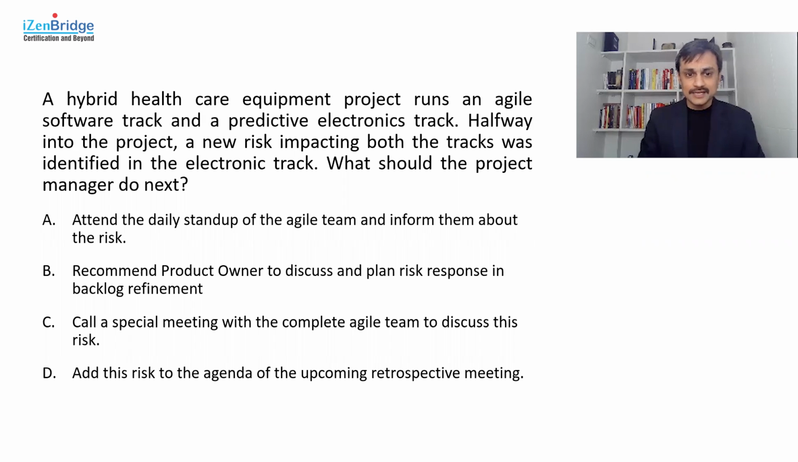Option A, attend the daily stand-up for the agile team and inform them about the risk. Option B, recommend the product owner to discuss and plan the risk response in the backlog refinement. Option C, call a special meeting with the complete agile team to discuss this risk. Option D, add this risk to the agenda of the upcoming retrospective meeting. I let you choose your option before I talk about my opinion about these 4 options. You can pause, think, and pick your choice.